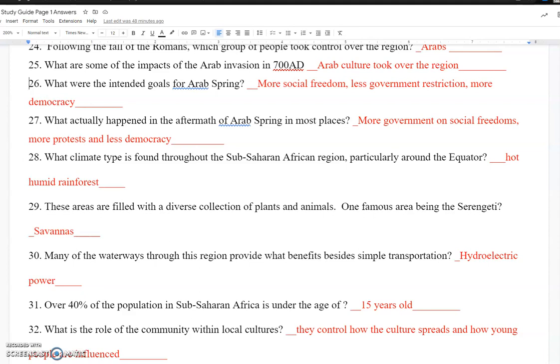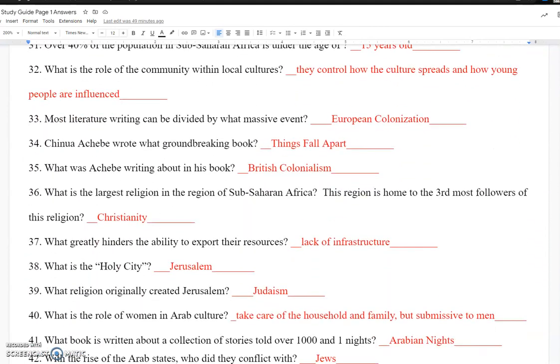30, many of the waterways provide what benefit besides the simple transportation? That's hydroelectric power. So that's something that we don't really talk about, or we didn't really talk about in both North Africa and Russia, is the use of hydroelectric power on those rivers. 31, most of the population, or 40% of the population, is under the age of 15. Remember, that creates that big problem because you had a lot of old people, you had a lot of very young people, not a lot in between, which creates that problem of being able to have enough people in the workforce. All right, scrolling up again.